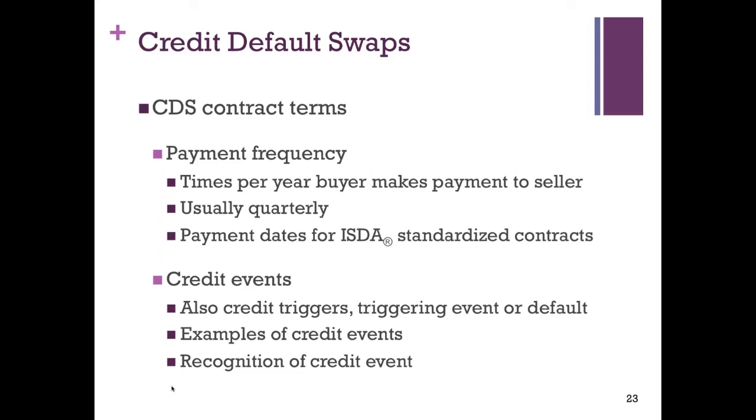So CDS give protection from a wide range of credit events, but only a narrow number of them, again on the standardized contracts in North America only two, would be what they would call credit events. And credit events are also called triggers, triggering events, credit triggers, and even default.